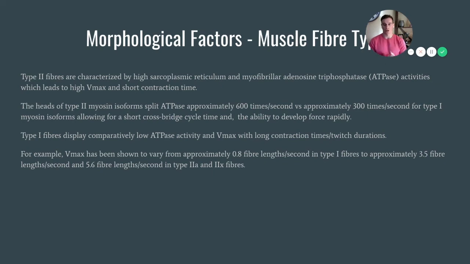And again, just another more relatable example there, velocity has been shown to vary from approximately 0.8 fiber lengths per second in type 1 muscle fibers to approximately 3.5 fiber lengths per second, to up to around 5.6 fiber lengths per second in type 2A and type 2B or type 2X muscle fibers. All right, obviously, that's great when we're talking about short, fast muscle contractions, but as you all know, you can't maintain that level of output over a long period of time.